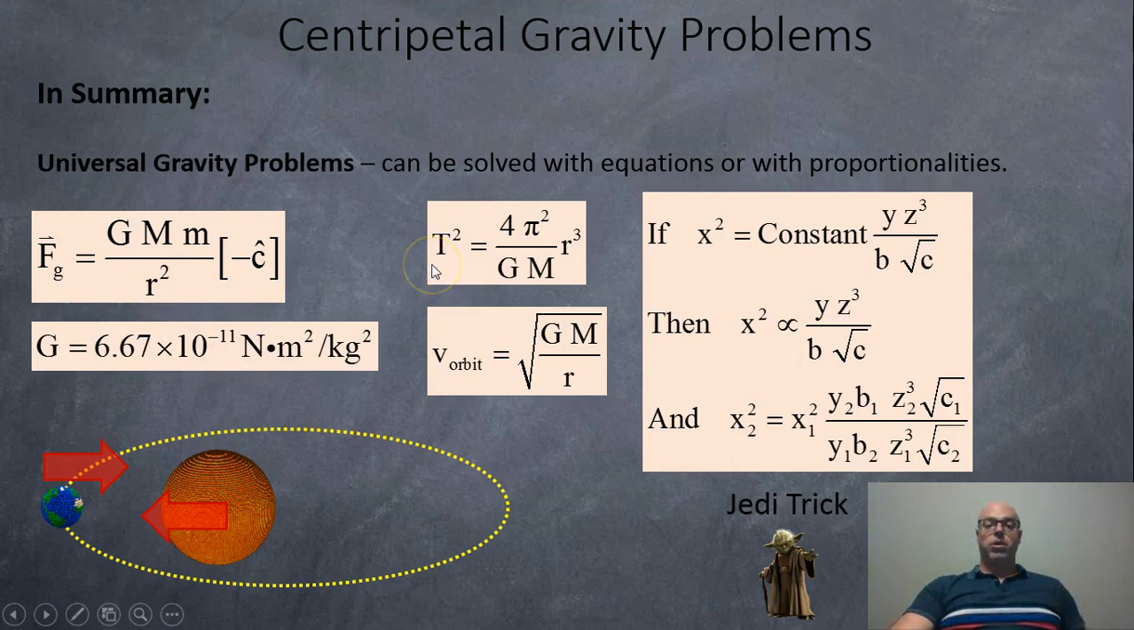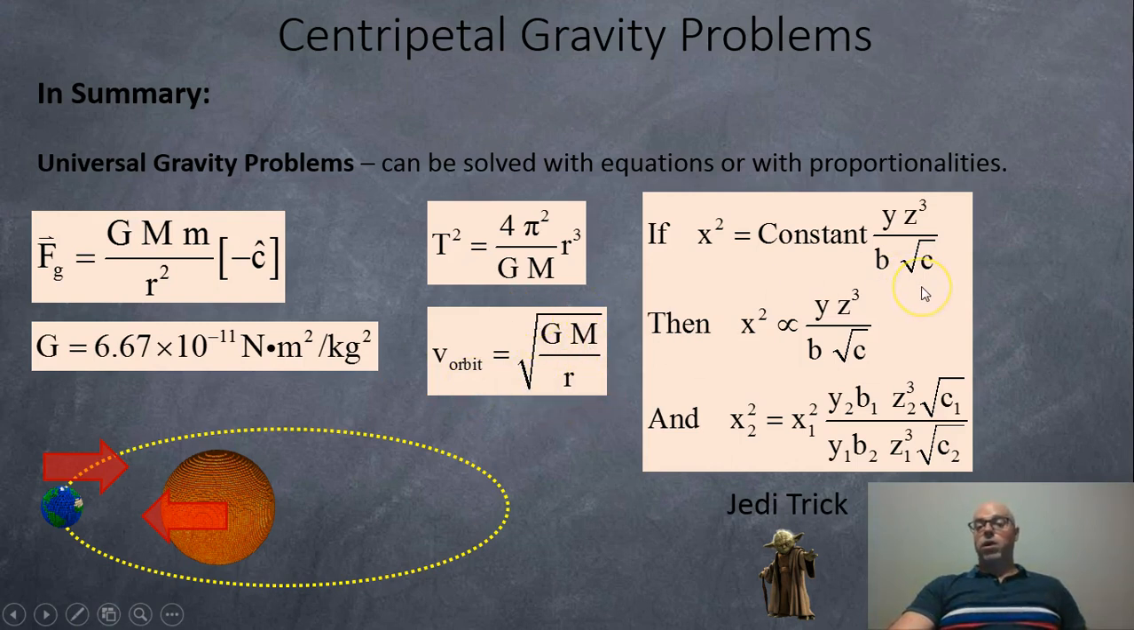And if you're using Kepler's third law, which is derived by using centripetal force equations and universal gravity, you get the period squared is equal to 4 pi squared over GM, times r cubed. And another little fun formula you can derive is the orbital speed is equal to the square root of GM over r.